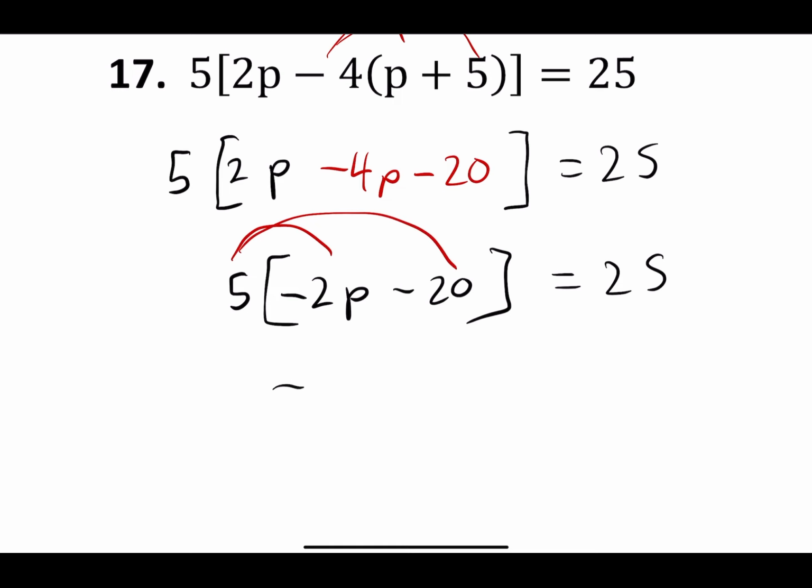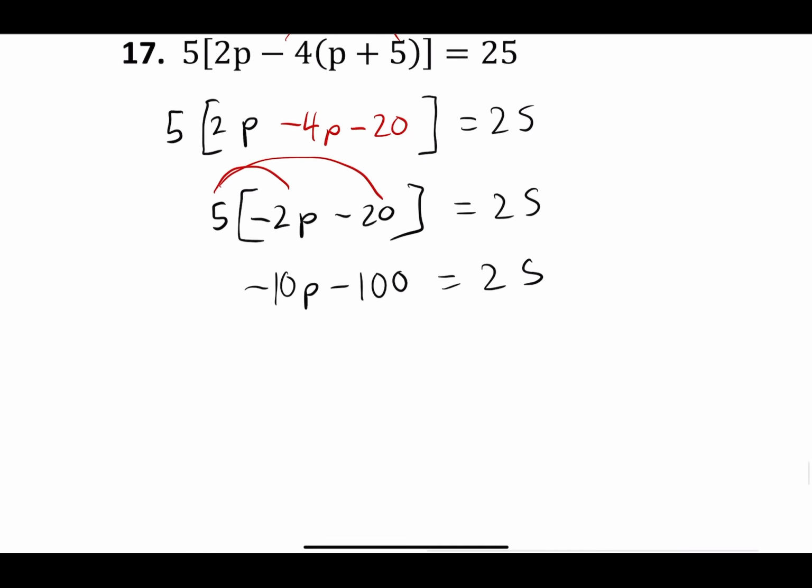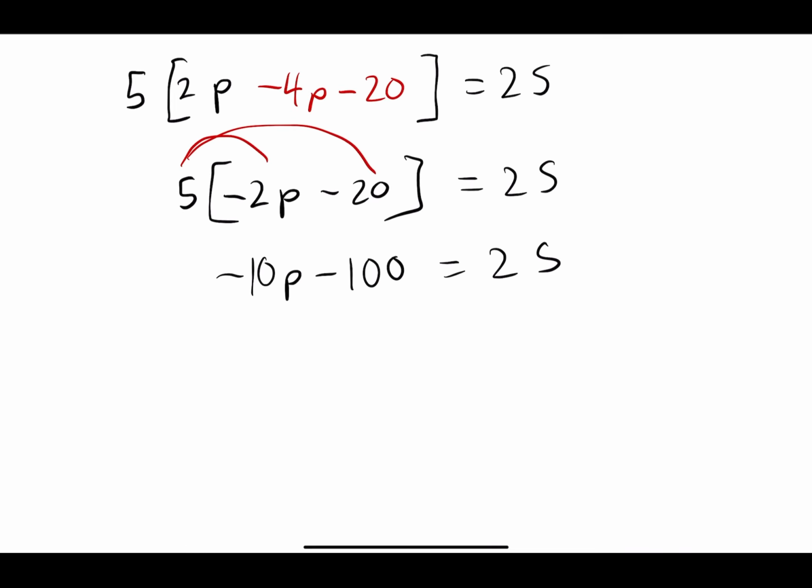5 times negative 2 is negative 10p. 5 times negative 20 is negative 100, equals 25. Okay, last step, just like the other problems, once you have done all the parentheses, combined all the like terms on both sides, 25 is just 25. Negative 10p and 100 can't combine. Everything on each side is combined completely.